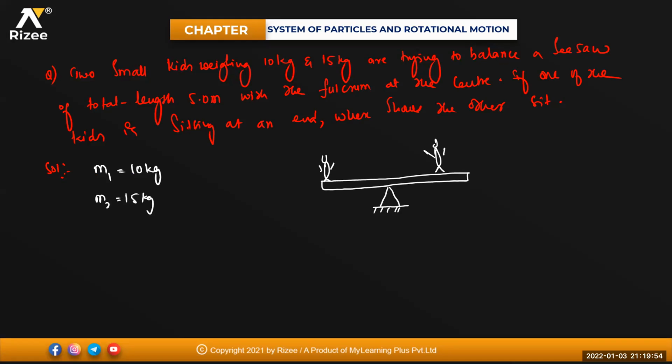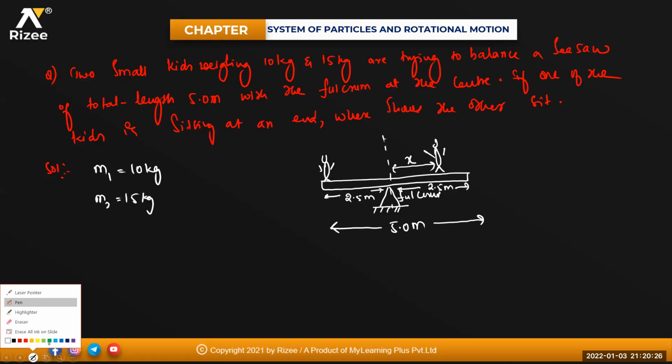Total length of this is given as 5 meters. This is the fulcrum support at the center. That means this side will be 2.5 meters and this side is also 2.5 meters from the center. One of the kids is sitting at one end, so where should the other person sit? If this is your reference, one fellow is sitting at 2.5, and for the other one we don't know, I'm taking that as x.